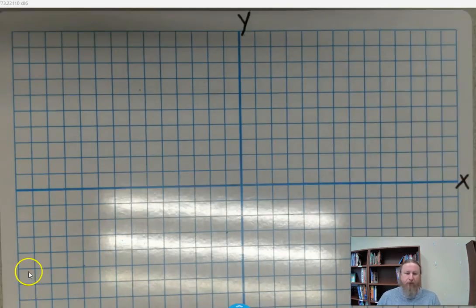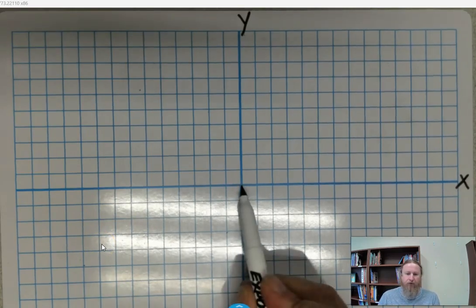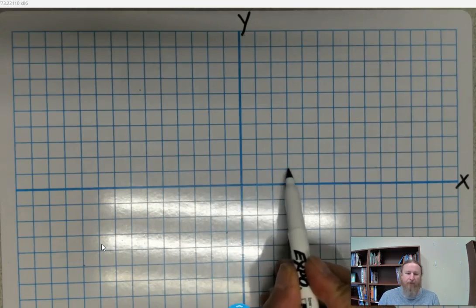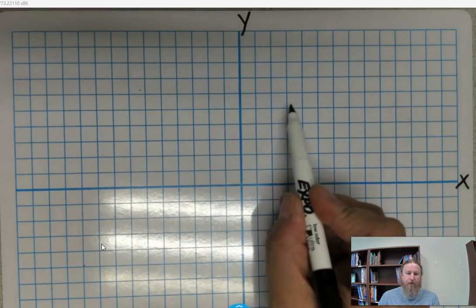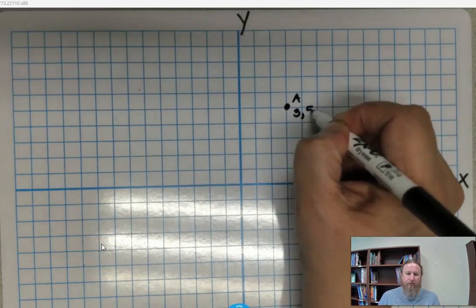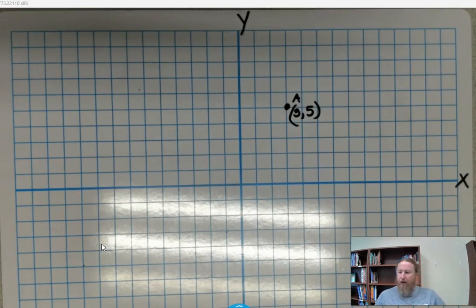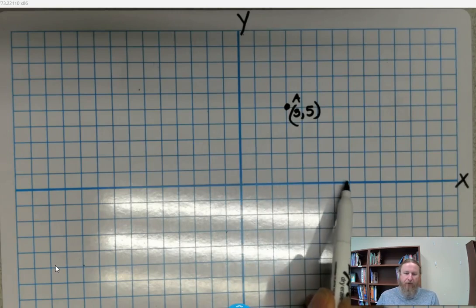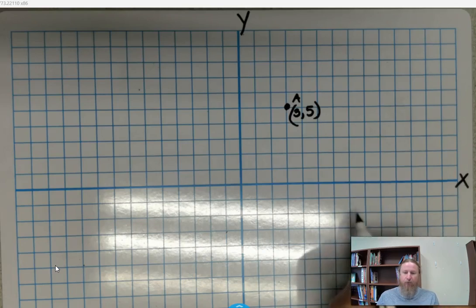So the first point we are going to plot in our sample points is the coordinate 3, 5. For 3, 5, we start at the origin and go to the right 3. Then we go up 5. We put our dot, and that is our first point. Our next point, point B, is 7, negative 2. So we start at the origin and go to the right 7, because our x is positive. And then negative 2 means we go down 2 for point B.